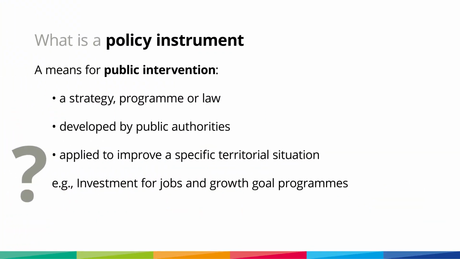Now let's come a bit to the concepts, because what I explained may sound a bit abstract. You understand that we are there to improve regional development policies and policy instruments. What is exactly a policy instrument? It's simple, it's a means for public intervention, and it can take various forms. It can be, for instance, a strategy or a program or a law. They are, in most of the cases, developed by local authorities, and they are applied on the ground to try to improve a local situation, to try to improve a local challenge.